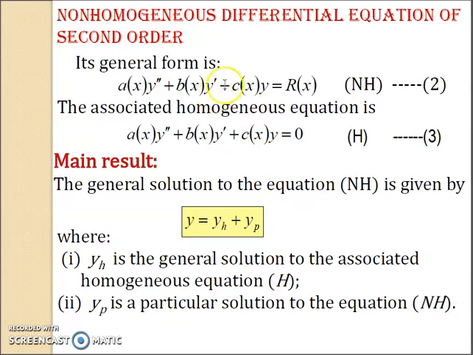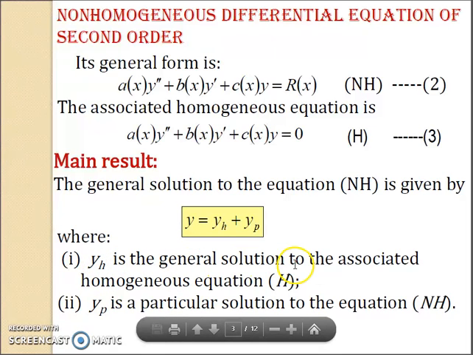To obtain the solution of equation number 2, we have to find two solutions. Its general solution is given by y is equal to yh plus yp, where yh is the general solution to the associated homogeneous equation and yp is the particular solution to the non-homogeneous equation, or you can say the particular integral.